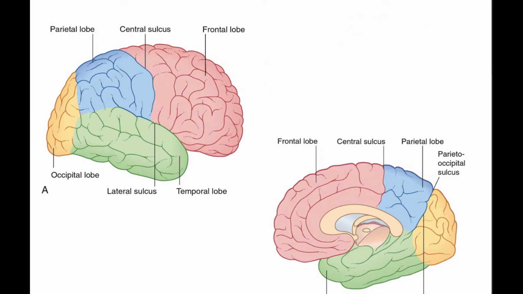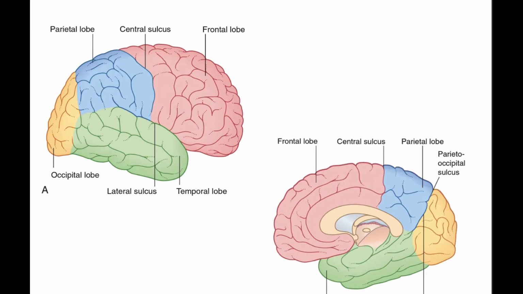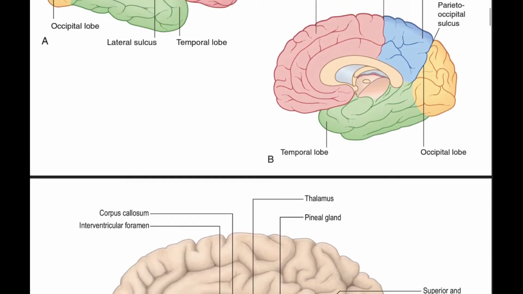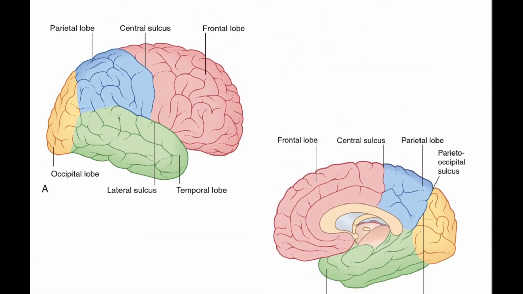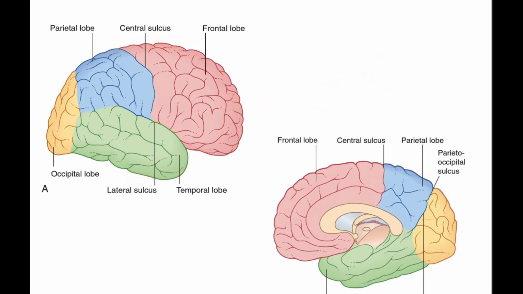Occipital lobe is in the back side, or the posterior side or dorsal side. These are the terms you have to know. And also, what do you mean by cephalo and caudal? Cephalo means top, and caudal means bottom.